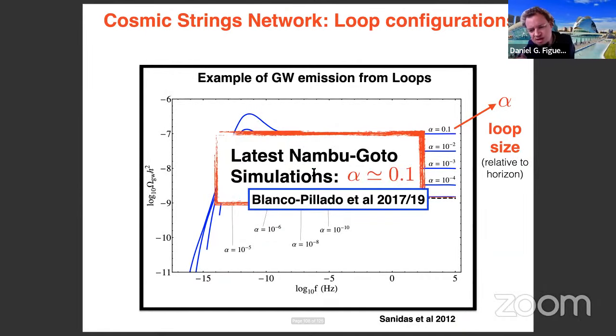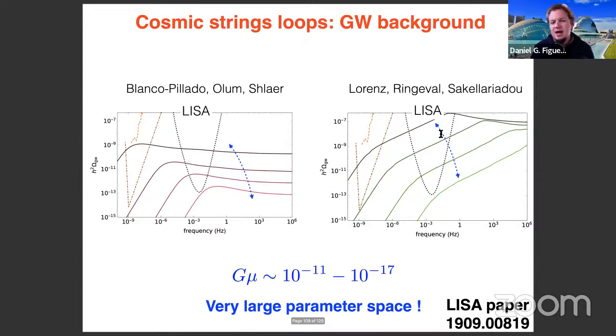However, I've got to say that the biggest simulations to date of Nambu-Goto strings, of infinitely thin strings, are from the Boston-Bilbao group. They essentially point to a fundamental scale, which is that the loops at birth are of the order of a tenth of the Hubble scale. So if you really privilege this scale and you take at face value the results from these simulations, then this actually favors the highest possible amplitude of the stochastic background.